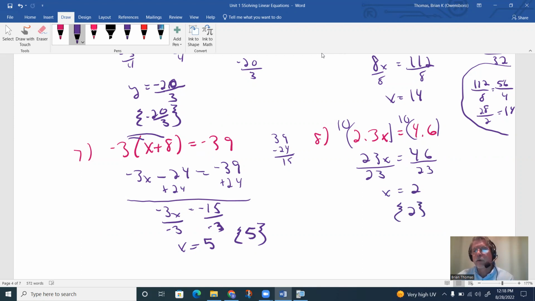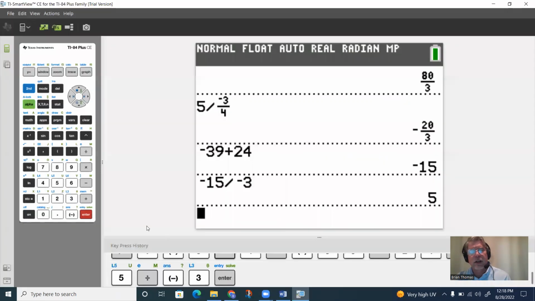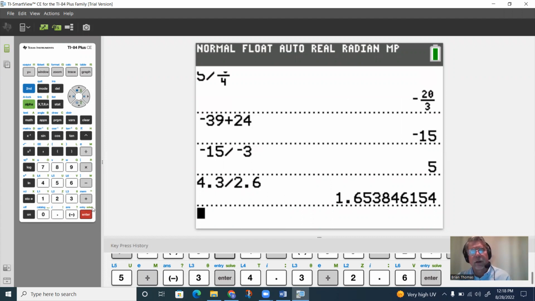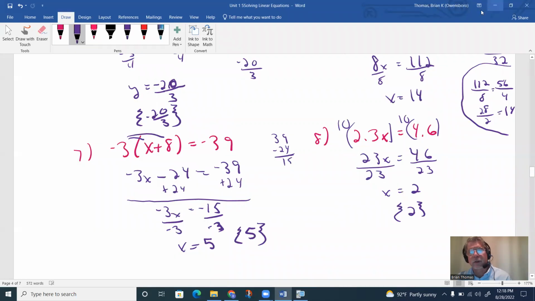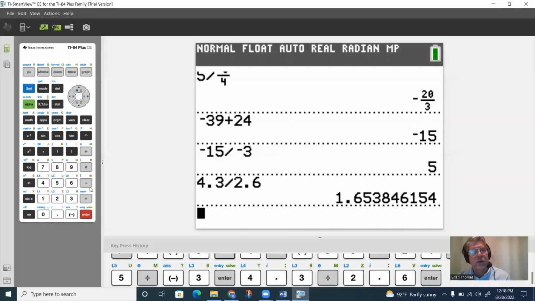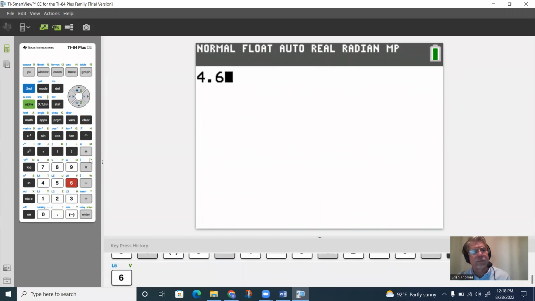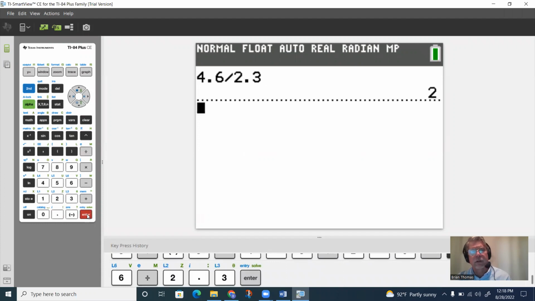Of course, you could just divide 4.6 by 2.3 using your calculator. So if you wanted to, you didn't have to remove decimals. You can just go 4.6 divided by 2.3 and let the calculator worry about it. Did I type that in wrong? All right, I got that backwards, didn't I? So 4.6 divided by 2.3. That looks better. So that does give me 2 as a solution.